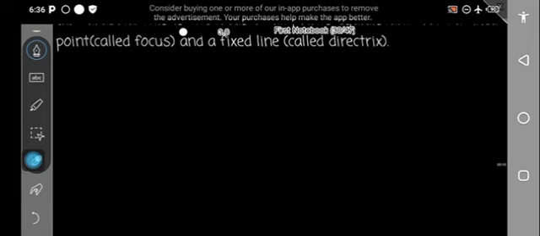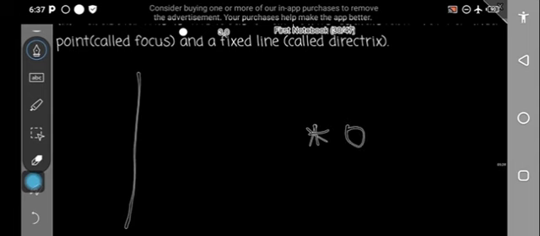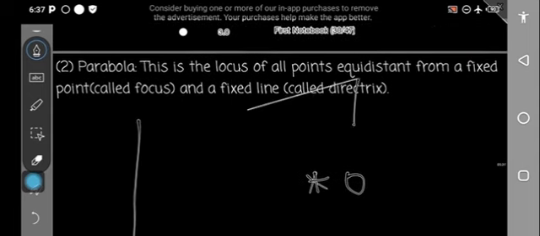So now they said a fixed line, right? So let's have a fixed line here, and they said a fixed point. So this is a fixed line called the directrix, and let's have the fixed point here. Let's call this point O. So now what is the rule? The rule here is that we want to draw points that are equidistant from a fixed point and a line called the directrix.